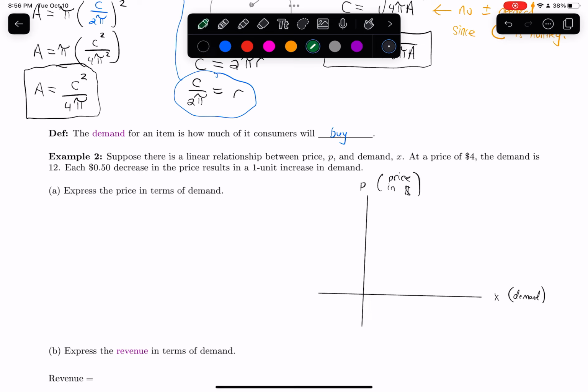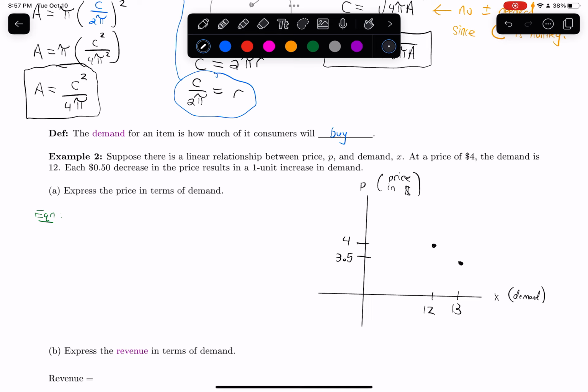Okay, so when I form the equation here, actually, let's hold off on the equation. Let's see if we can draw some points on the line. It says when the price is $4, the demand is 12. So X is going to be 12. I'll plot that point. And then it says if we decrease the price by half a dollar, so that would decrease it to $3.50, the demand goes up by 1, so from 12 to 13. So this is another point on the graph.